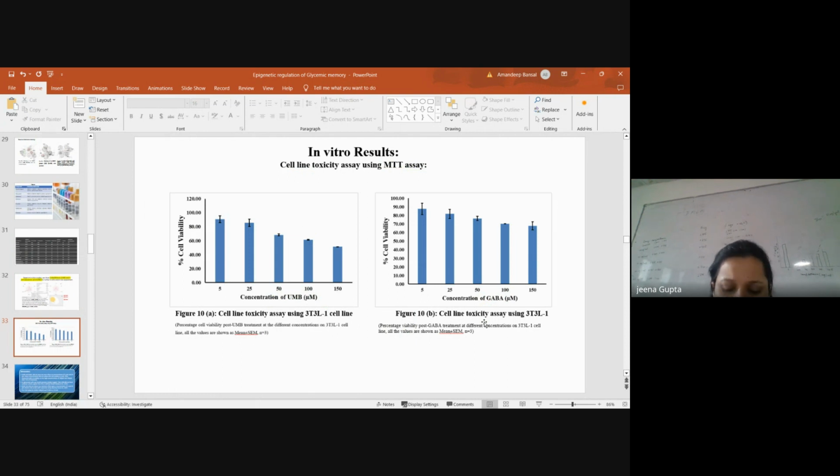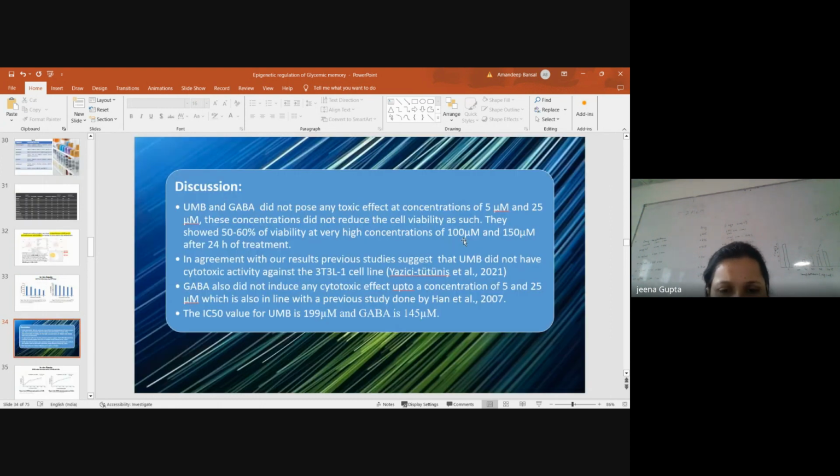For further studies, we first wanted to check whether these compounds are toxic to the cells. So we used a cell line, the 3T3-L1 cell line, which is adipocytes, to find out the cytotoxicity of these compounds. We took different doses of these compounds, ranging from 5 micromolar to 150 micromolar, and we observed that even at the dose of 150 micromolar, more than 50% viability of the cells was observed. Similarly, for GABA, when we increased the dose to 150 micromolar, almost more than 70% of the cells were viable. So we conclude that these two compounds were not cytotoxic to the adipocyte cells, and can be taken for further study.